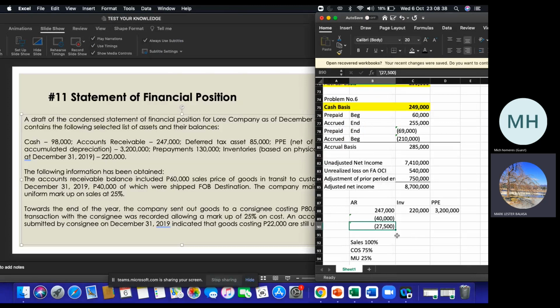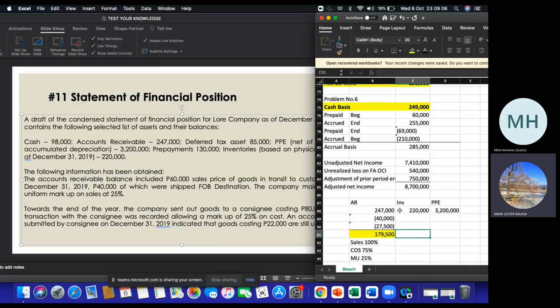Alright. Okay? So therefore, magkano to? 247 minus 40 minus 27.5. Magkano? Pag kinompute mo yan, ang na-compute dyan 179,500. Okay? Ayan ang sagot sa AR.